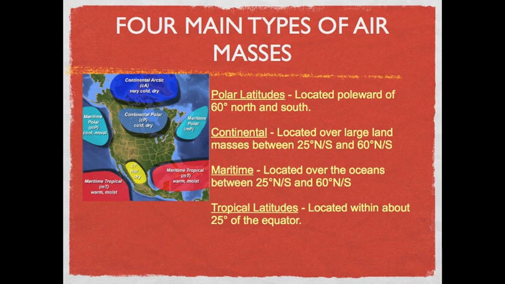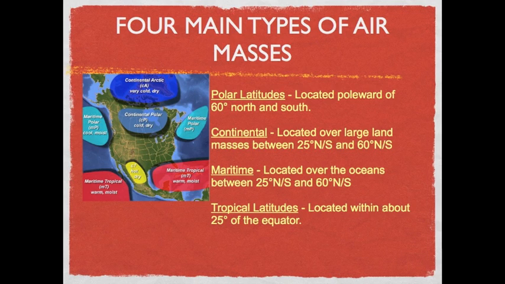The first are polar latitudes, located poleward of 60 degrees north and south. The next is continental, located over large land masses between 25 degrees north-south and 60 degrees north-south. Then is maritime, located over the oceans between 25 degrees north-south and 60 degrees north-south. And finally, tropical latitudes, which are located within about 25 degrees of the equator.